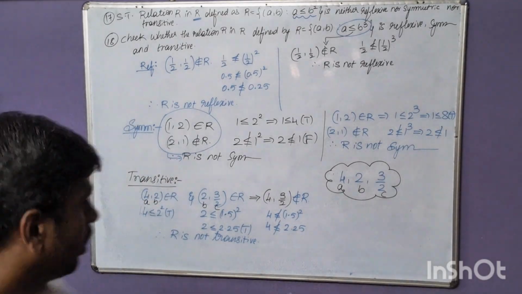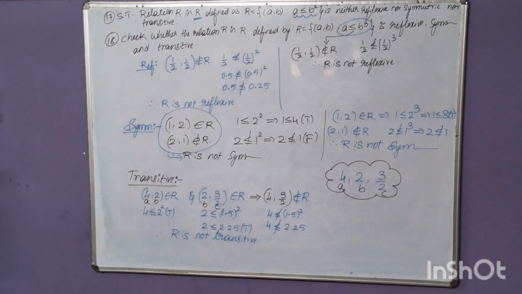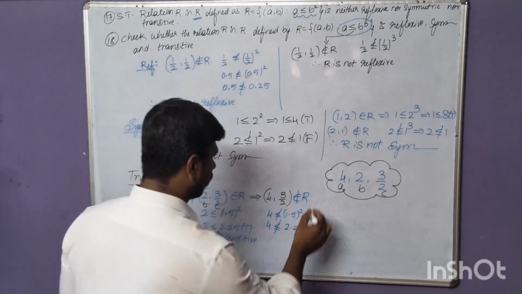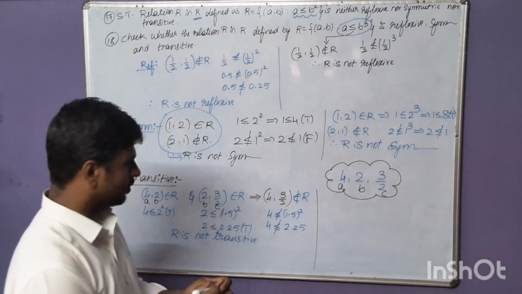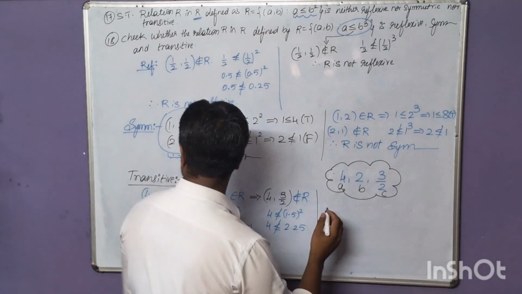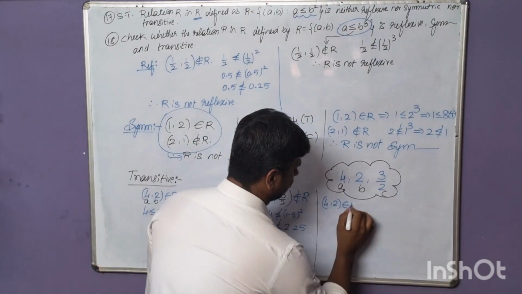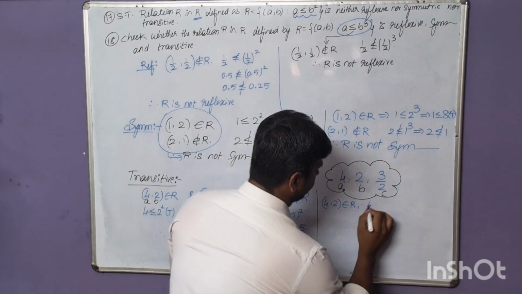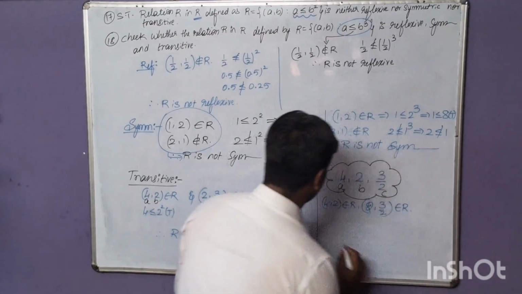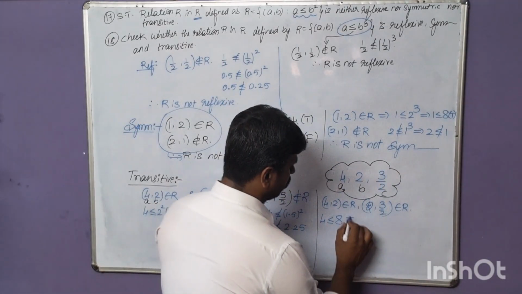And I will explain now for A is less than or equal to B cube. As I told you, the same solution works for both the questions. Now I am proving for A is less than or equal to B cube. The same ordered pairs you can consider for transitivity. So here I will take (4, 2) belongs to R and (2, 3/2) belongs to R. What does it mean? It means that 4 is less than or equal to 8, because 2 cube, which is true.